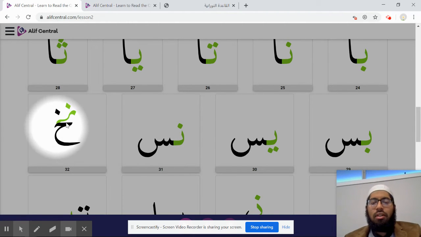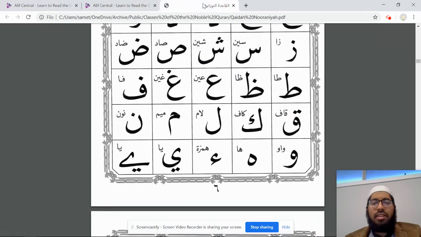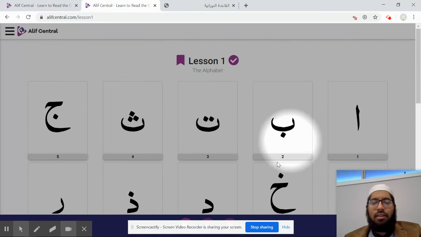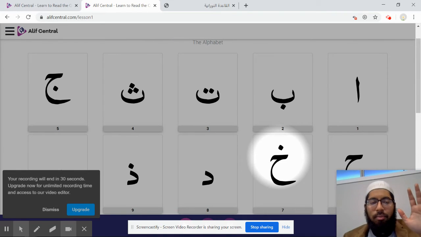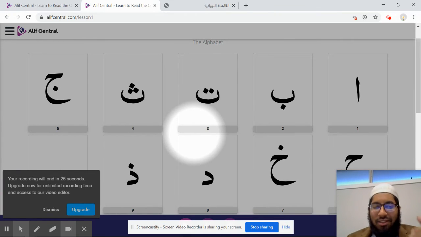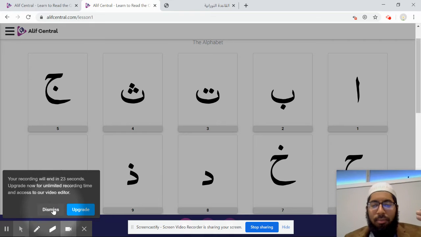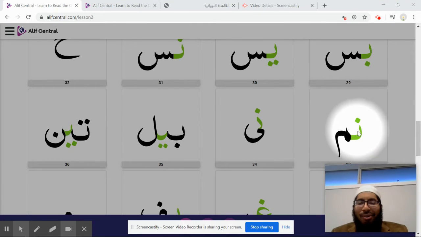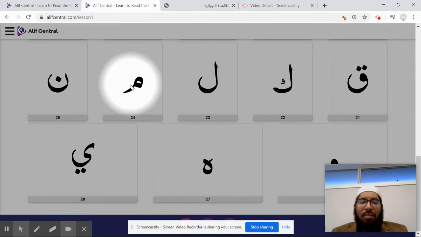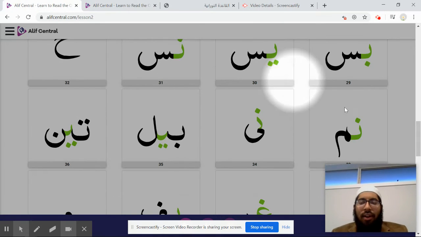Noon, kha. Let me show you where sin is that we came across. This is sin, and kha is this one. Once again, don't be scared because of not being familiar with the letters. In subsequent times, you will get more familiar with them. Noon, mim. Noon is this one, and this is mim. It's another way of writing mim, just the end is straightened.